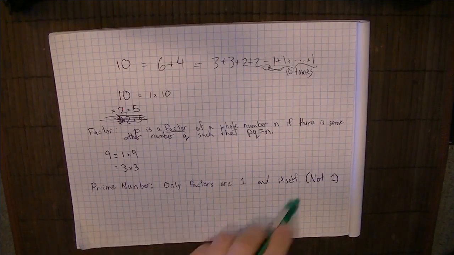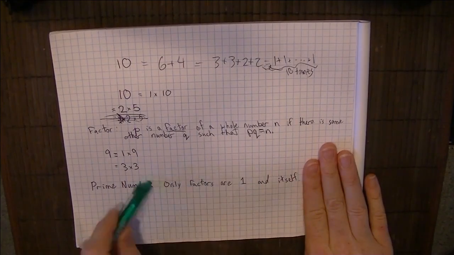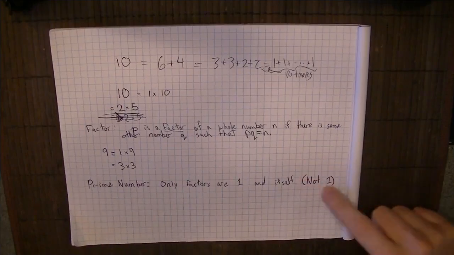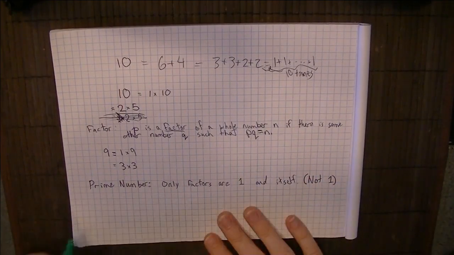It is true that by this definition, without me stating it's not 1, 1 would fit that, so I need to make a very specific exclusion here, saying not 1. All right, so that's prime numbers.